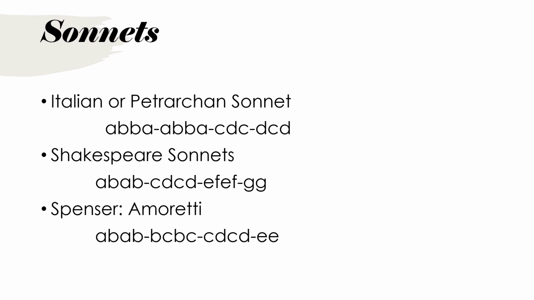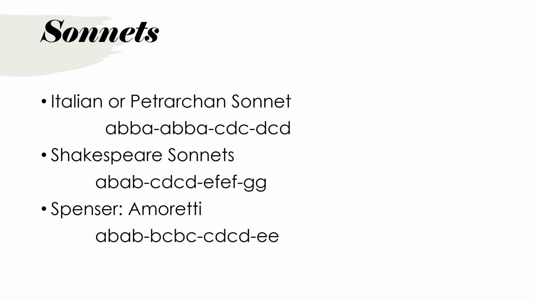First, we have the Italian or Petrarchan sonnet, and this was introduced by the 14th century Italian poet Francesco Petrarch. The rhyming scheme of the Petrarchan sonnet is that the first 8 lines, called an octet, rhyme as ABBA, ABBA, CDC, DCD, and the remaining 6 lines are called a sestet, and might have a range of rhyme schemes.